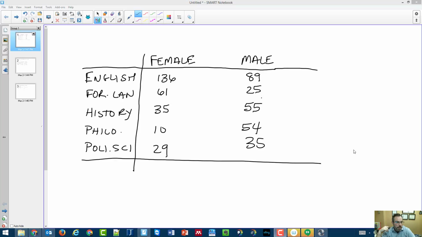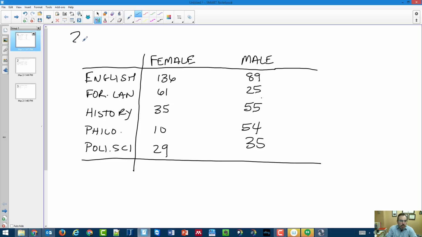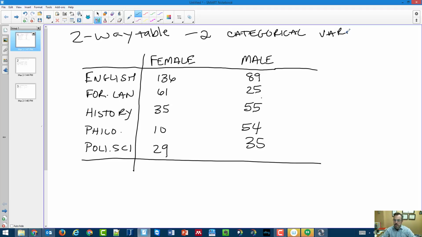Hello everyone. Today we're going to take a look at a two-way table. A two-way table is a table that we use to set up and take a look at the distribution for two categorical variables. One of the most common categorical variables that we use and measure is the sex of a person.